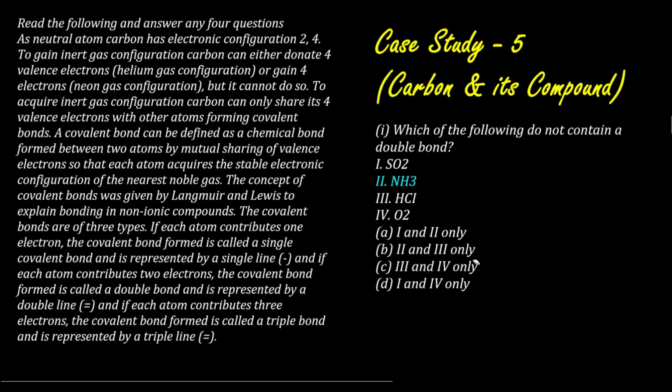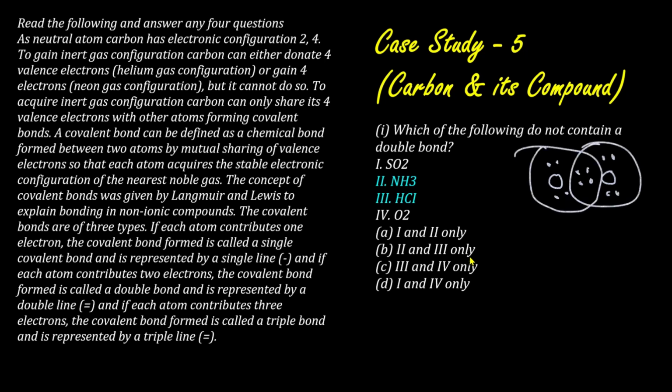Now, let's check oxygen. The oxygen molecule forms a double covalent bond, but you need to understand why. This oxygen has 6 electrons in the outermost shell, and so does the other oxygen atom. You can see that the oxygen atoms are sharing 2 pairs of electrons, so it's a double covalent bond. So the correct option is the second and third, that is option B here, second and third only. Now we will take the other questions also.